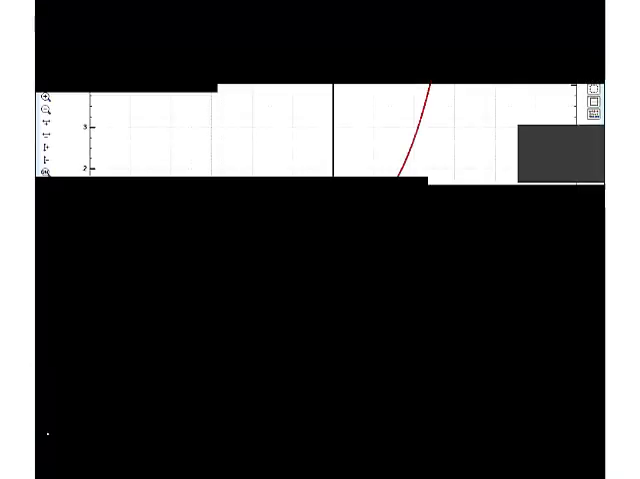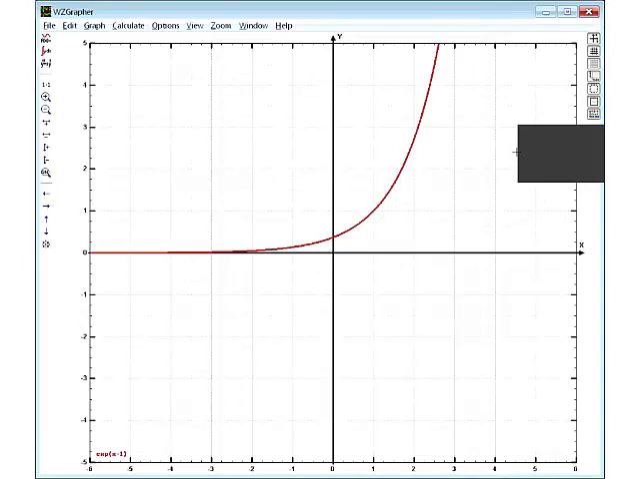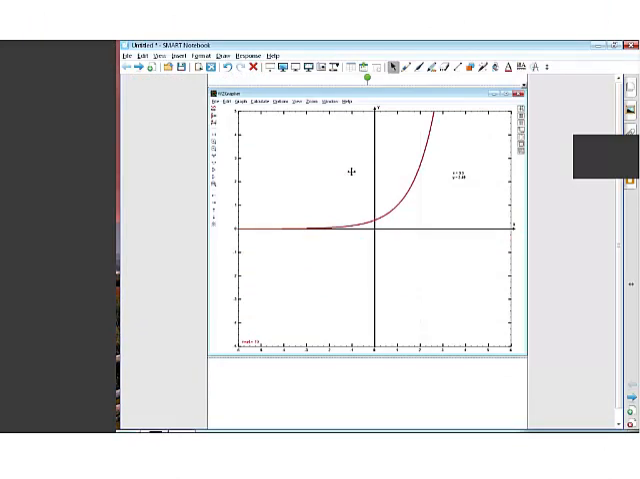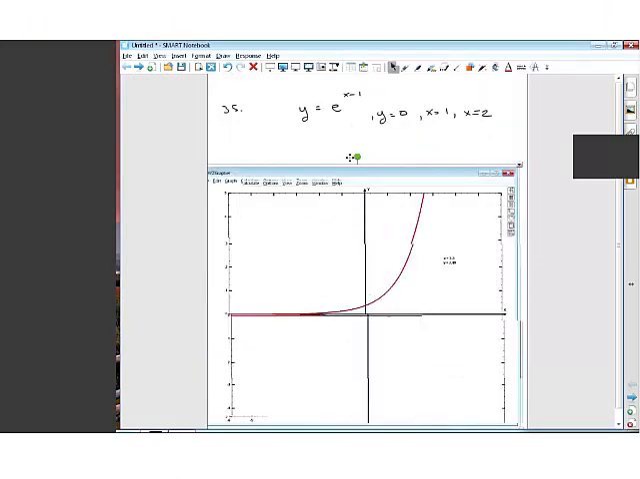Hold on just a second. Screen went blank. I'm going to get my camera so that I can copy this thing over. Okay, so that's the graph, and now it will be hopefully in the smartboard file that we just did. Okay, so there's a graph, and now I can draw some stuff on it.